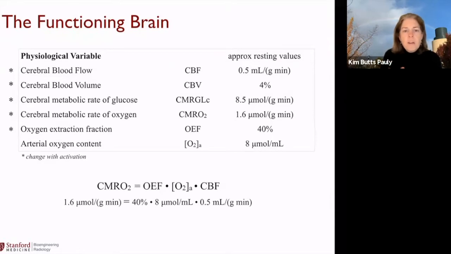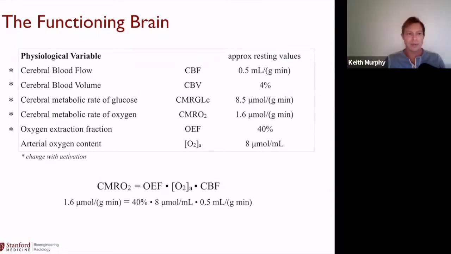So the equation at the bottom is really interesting. What we have here is the cerebral metabolic rate of oxygen, so how much oxygen is being used by the brain, is equal to the amount of oxygen that's coming up into the brain, so that's the O2 concentration in the arterial blood, times how much of that gets extracted, the oxygen extraction fraction, and then multiplied times the cerebral blood flow. Maybe I should have done this in a different way. How much comes up by the blood flow, how much of that blood is the oxygen, and then how much of that gets extracted. And that has to equal the metabolic rate of oxygen.